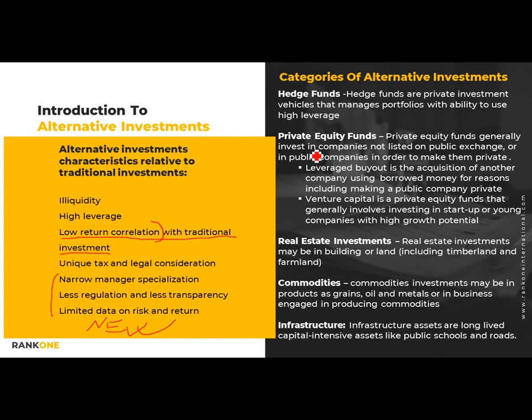Let's continue now. Categories of alternative investments are five: hedge funds, private equity funds to make public companies private, and venture capital, real estate investment, commodities, and infrastructure.